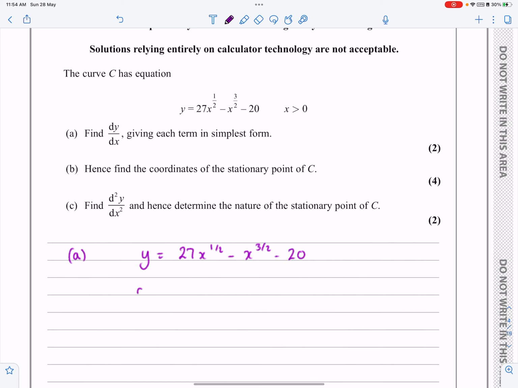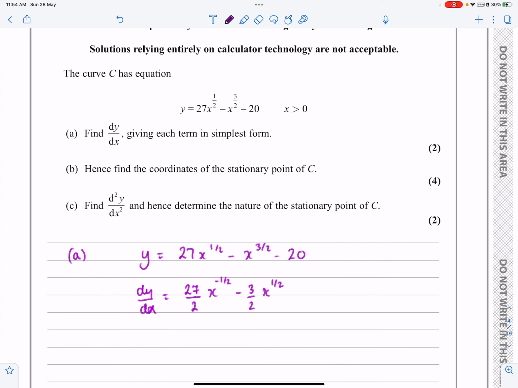Find dy by dx. If I want to find dy by dx, multiply by the power and take one off the power. So multiplying by a half, I'm going to write down like that. Taking one off the power, a half minus 1 is minus a half. Do the same thing with the 3 over 2: multiply by the power, taking 1 off of 3 over 2 gives me 1 over 2, and the minus 20 just disappears when we differentiate.